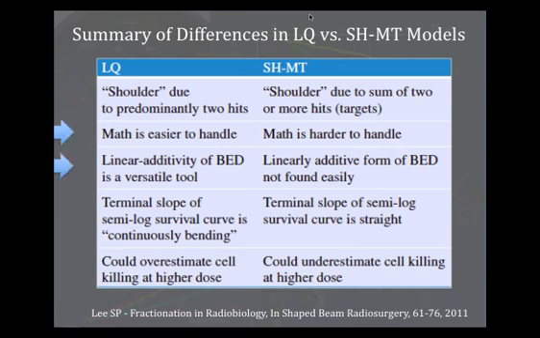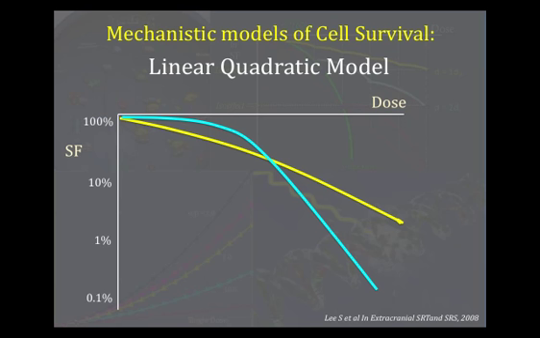So that said, these are the two differences, and the linear quadratic model became more used in clinical practice because the math is much easier to handle for the radiation oncologist, and also it allows a linear additivity of the biological equivalent dose. This is very easy to understand and very important to apply in practice. And I'm going to come back to this definition in a little bit.